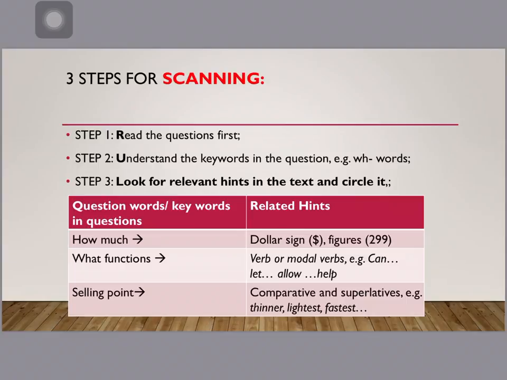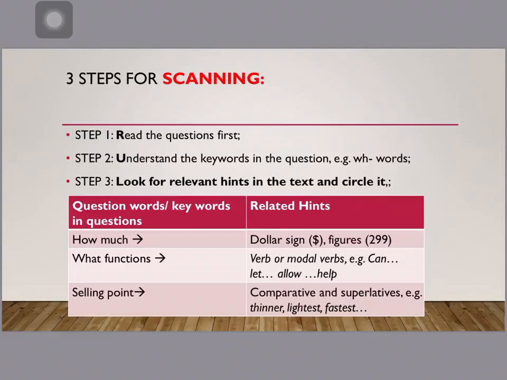Step 2, we need to understand the keywords in the questions. Keywords mean some very important words in the question, or the WH words, and the how, of course. And step 3, we look for relevant hints in the text related to the questions, and also circle them. For example, if in step 2 you find out that the keyword is how much, then in step 3 we look for relevant hints. How much is about money, so there will be a dollar sign or figures.